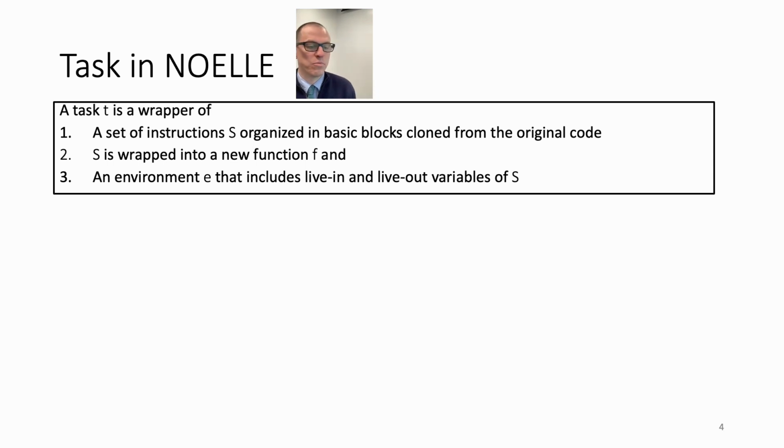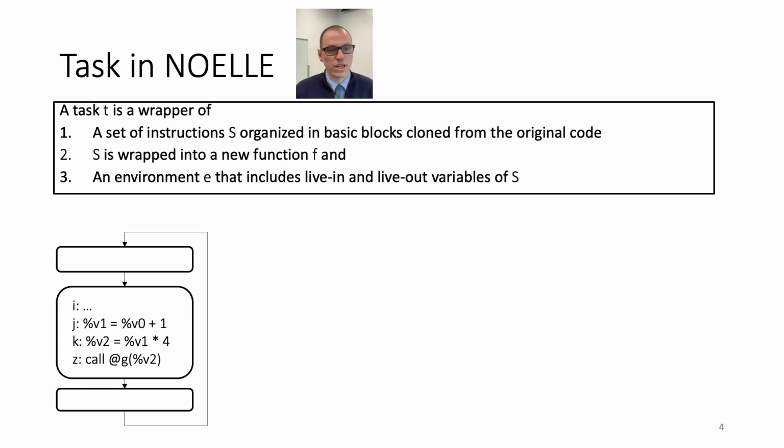So let's say, for example, we have an original code that looks like this, and this is a loop. This is the control flow graph of a function. Here we have a loop, and inside the loop there is a basic block that has 4 instructions, I, J, K, and Z. Let's assume that, for whatever reason, we care about the instructions J and K. And now we want to take these 2 instructions and extract them into a task.